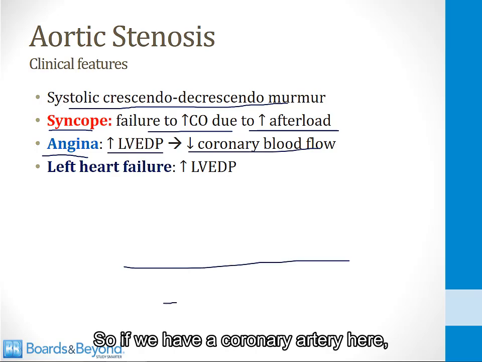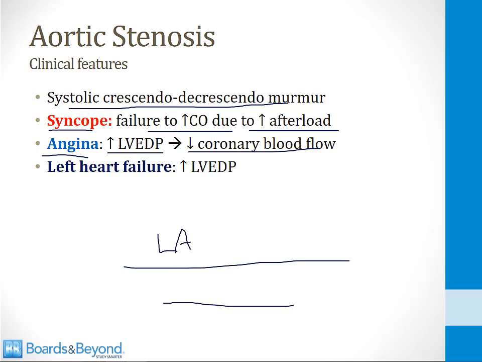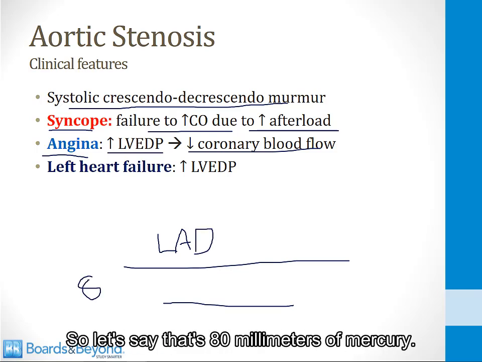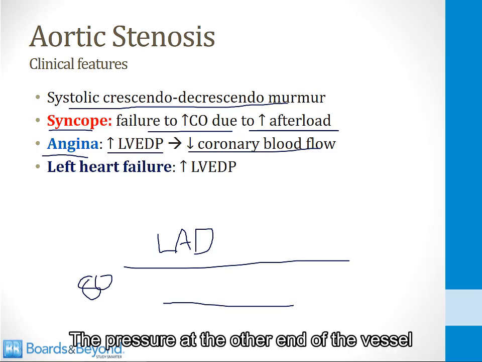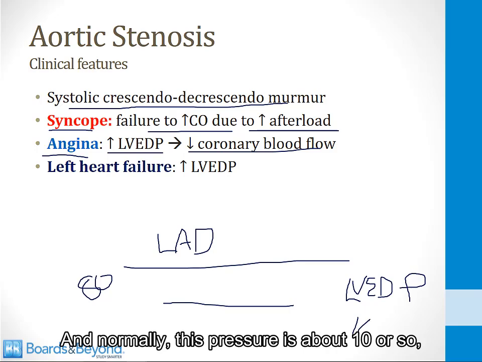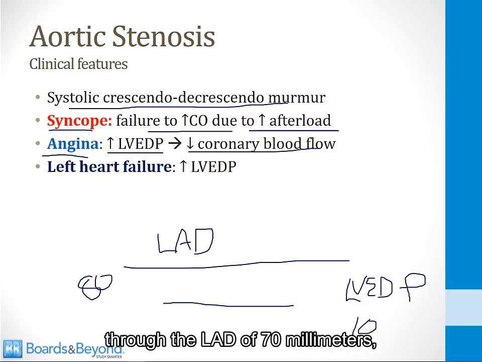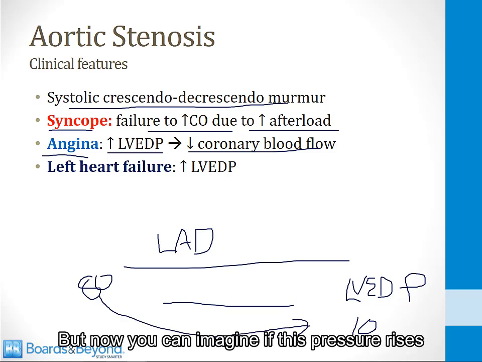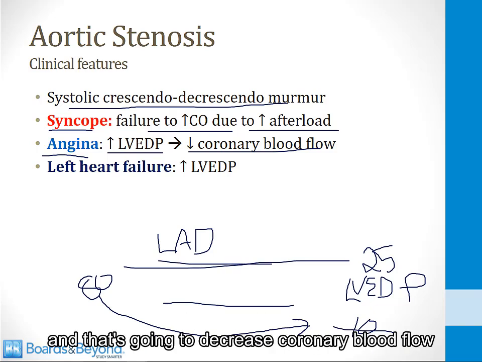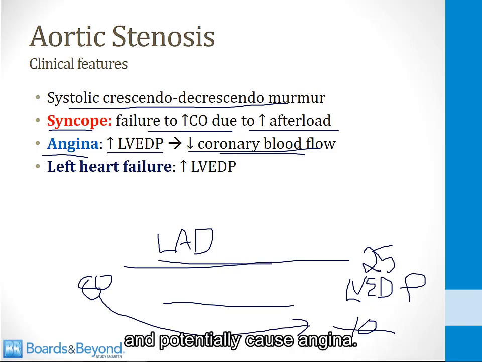So if we have a coronary artery here, let's say, for example, it's the LAD, the pressure pushing blood into the LAD is the diastolic blood pressure. So let's say that's 80 millimeters of mercury. The pressure at the other end of the vessel is the left ventricular end diastolic pressure. Now, normally this pressure is about 10 or so, and that gives a driving force of blood flow through the LAD of 70 millimeters, the difference between 80 and 10. But now you can imagine if this pressure rises and becomes, let's say, 25, we've now lost our driving force for blood flow through the LAD, and that's going to decrease coronary blood flow and potentially cause angina.